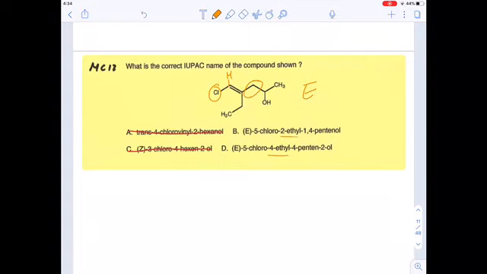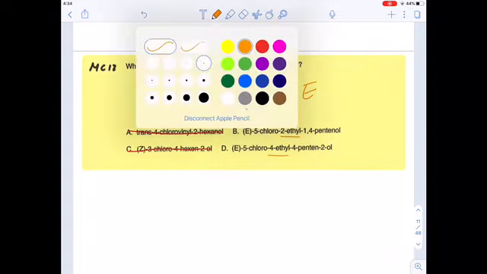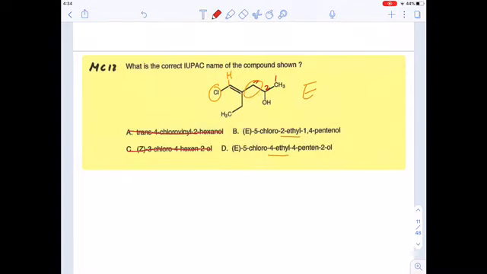Okay? So now all you have to do is just make sure you named it right. The difference is this one says 4-ethyl and this one says 2-ethyl. Considering we numbered it 1, 2, 3, 4, you know that the ethyl is supposed to be on 4 and that D is going to be the right answer for multiple choice 12.